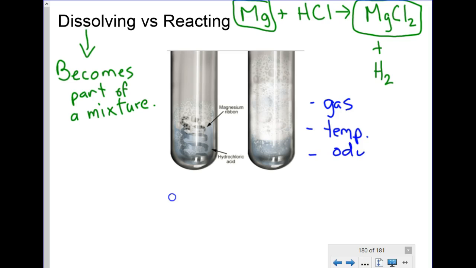This one doesn't have much of an odor change, and I would prefer actually you didn't smell anything that was acidic or basic because it's corrosive, and it will burn the inside of your nose passage.